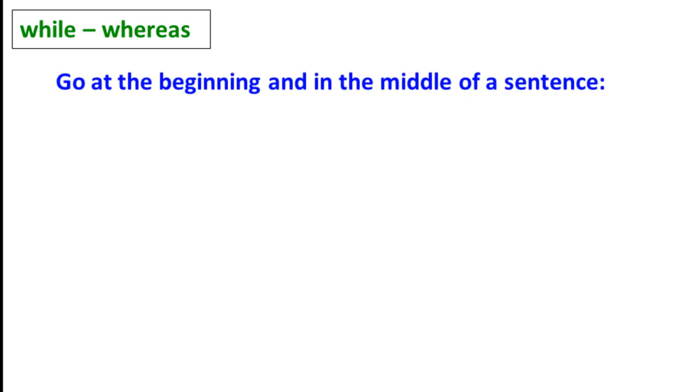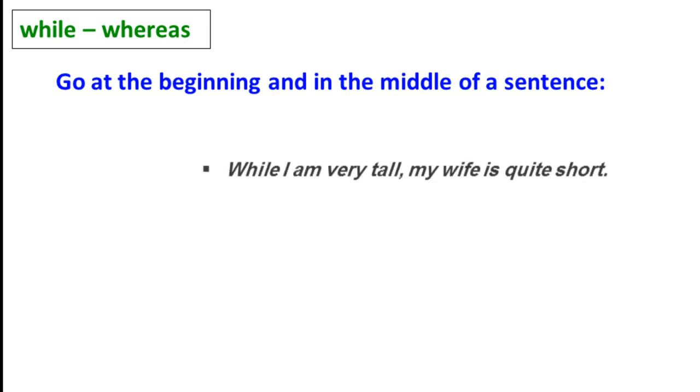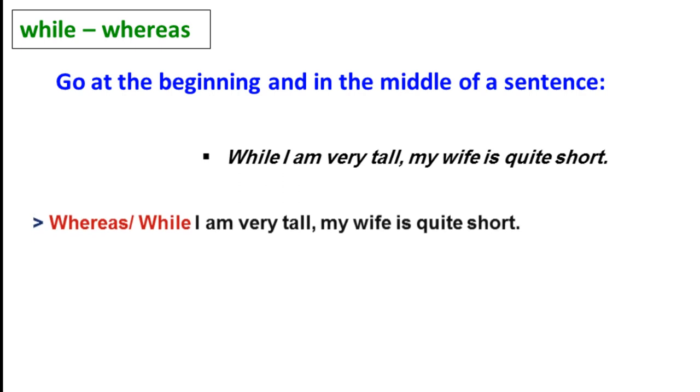As for while and whereas, these also go in the middle of a sentence, and we can also use them to introduce a sentence. So they go at the beginning and in the middle of a sentence. When they go at the beginning of a sentence, we put a comma to separate the first clause or the first sentence from the second. So we are going to combine this pair of sentences using whereas and while, and we'll use them to introduce the sentence. While I'm very tall, my wife is quite short. So the answer: whereas or while I'm very tall, comma, my wife is quite short.